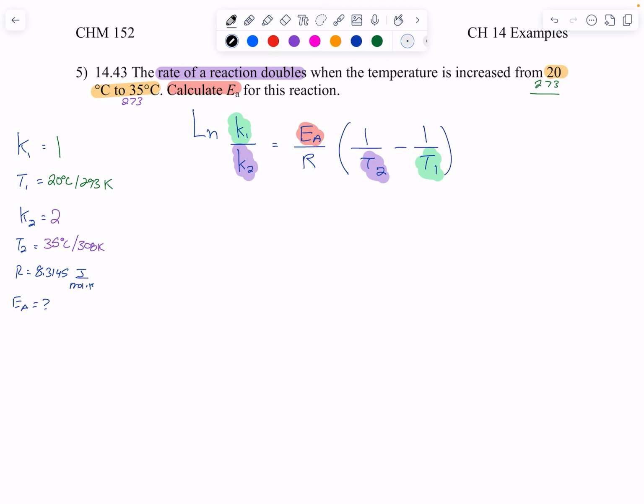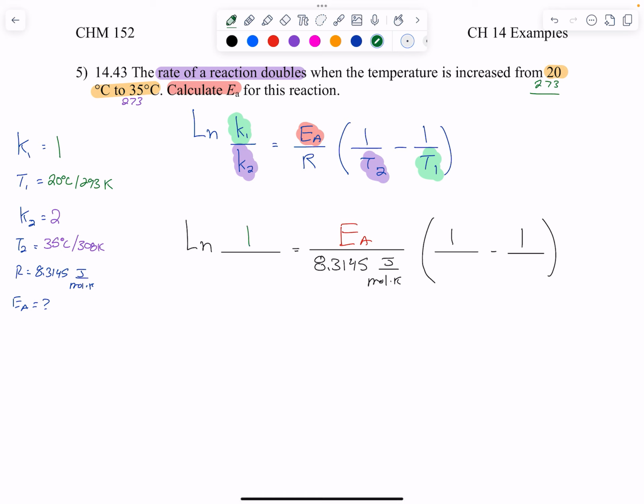Okay, so natural log equals 8.3145 joules per mole Kelvin. All right, this EA is easy. It goes there. Now, K1 is in green. I got a 1, and T1 is in green. I got 293. And then I use purple. K2 is 2, and T2 is 308. All right, that's the hard part right there. Now it's just a little bit of algebra.